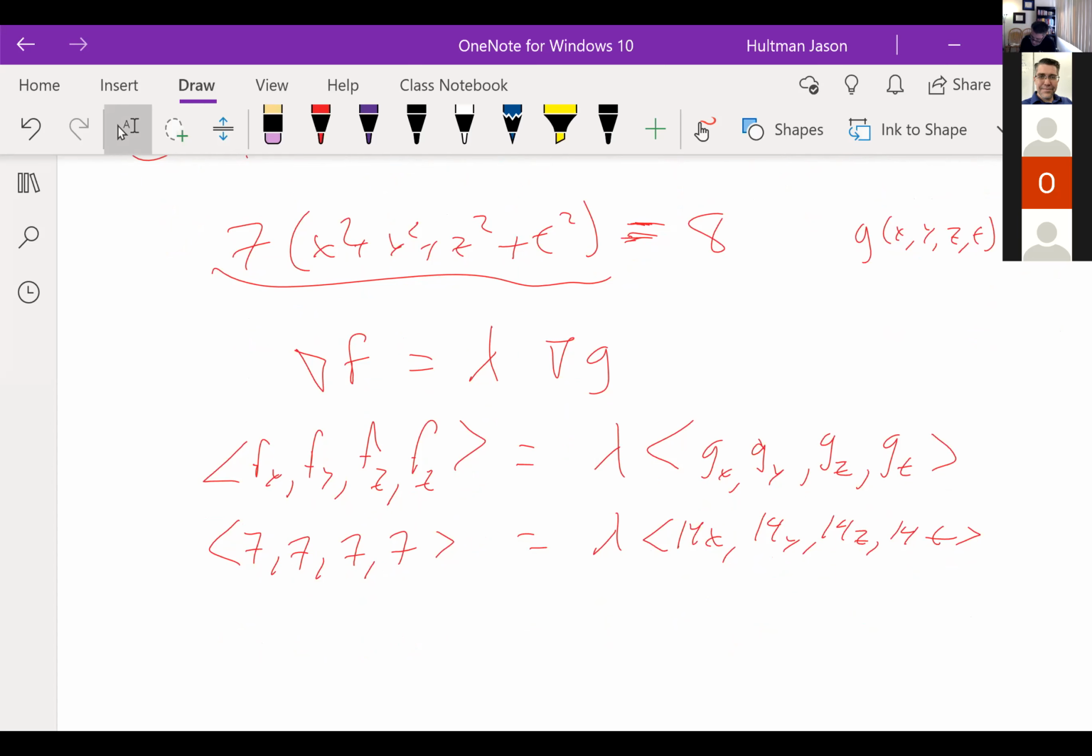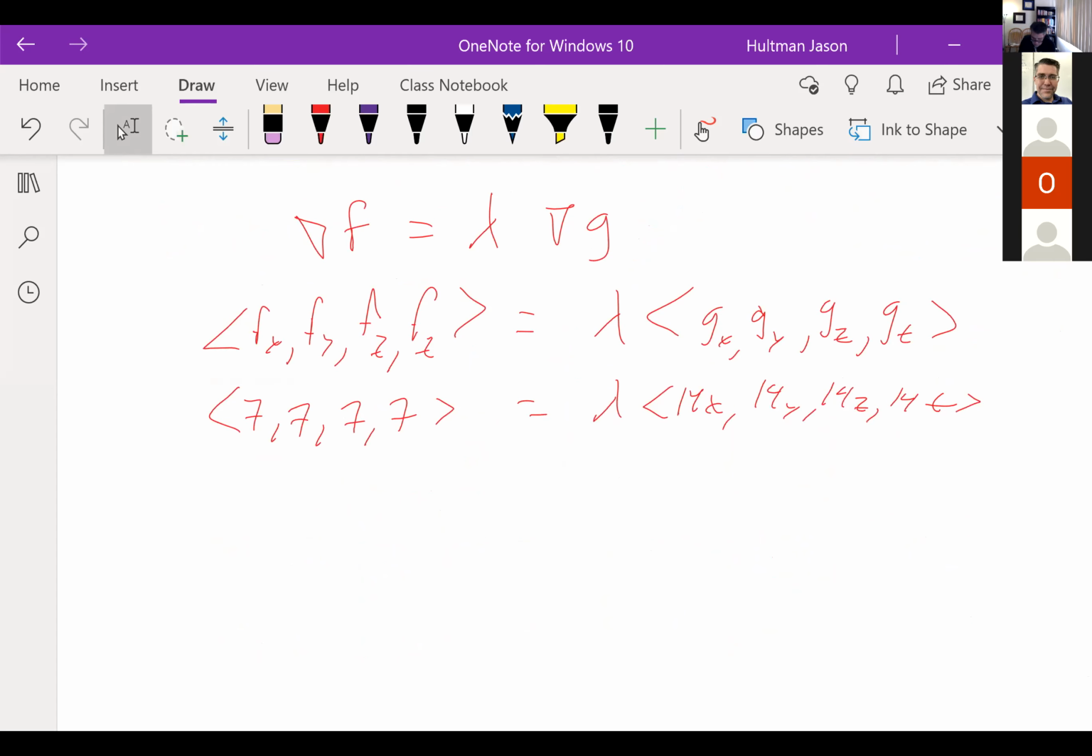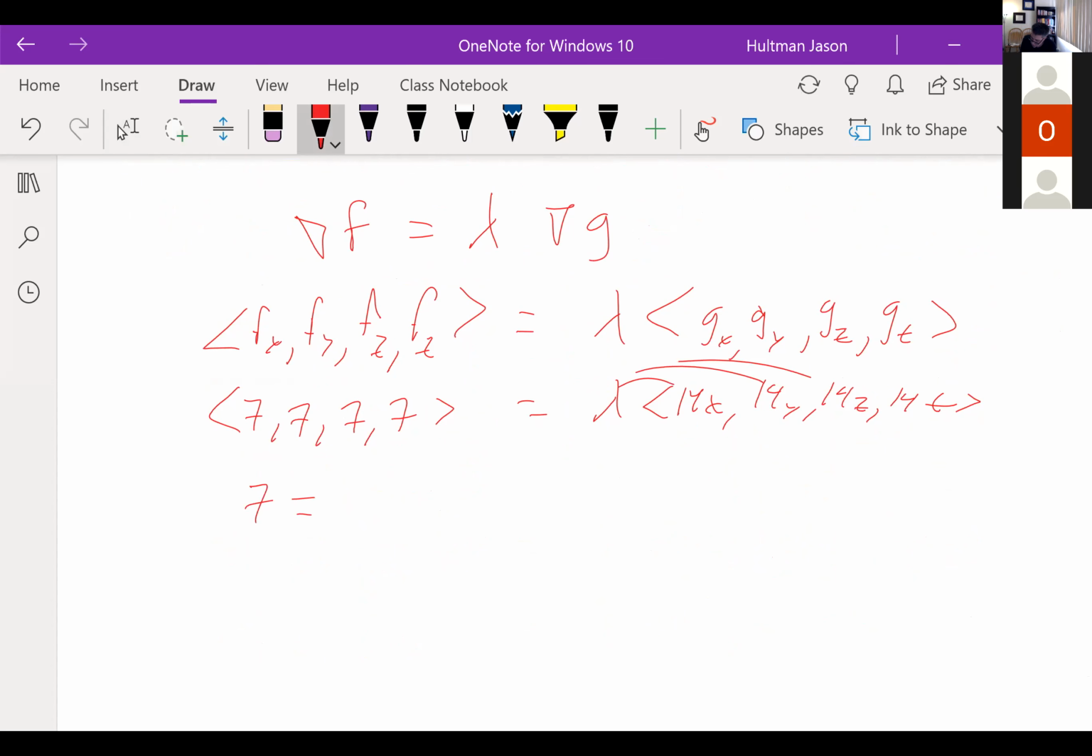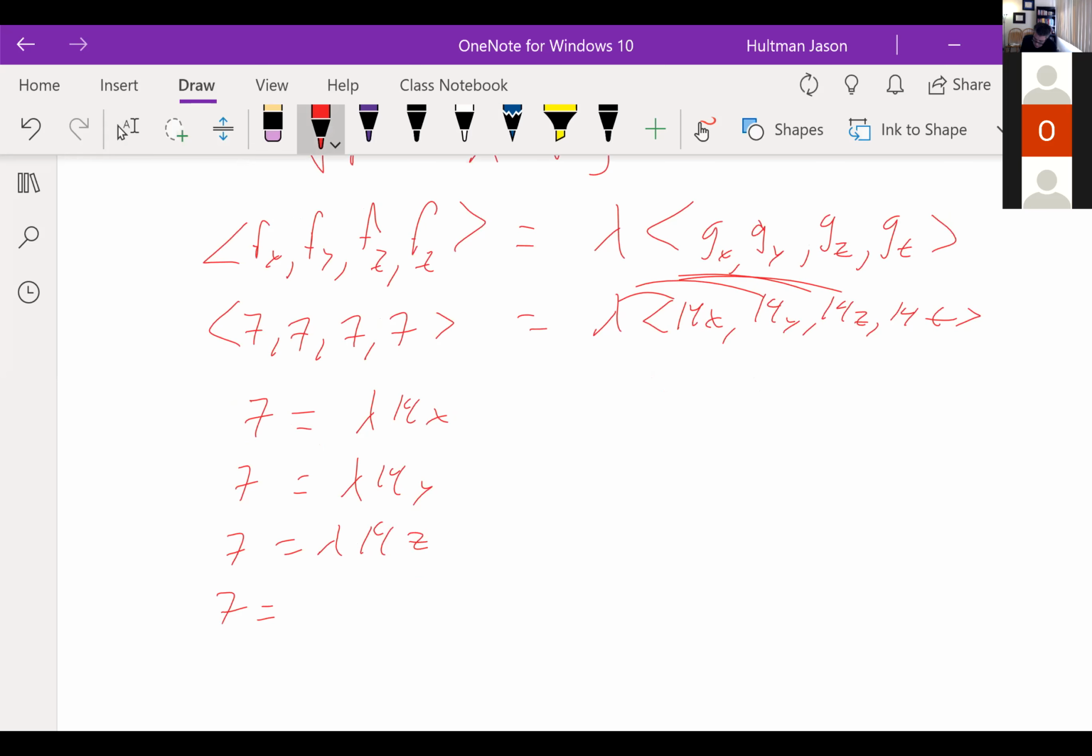Okay, so let's set these equal to each other. This is going to be 7 equals, distribute the lambda, lambda 14x. 7 equals lambda 14y. 7 equals lambda 14z. And 7 is equal to lambda 14t.